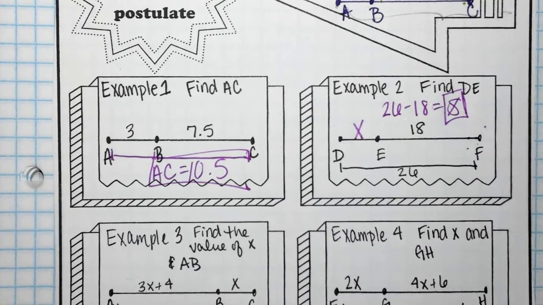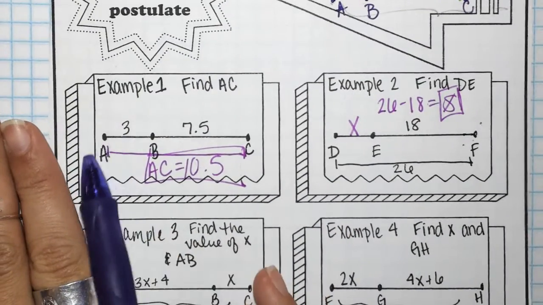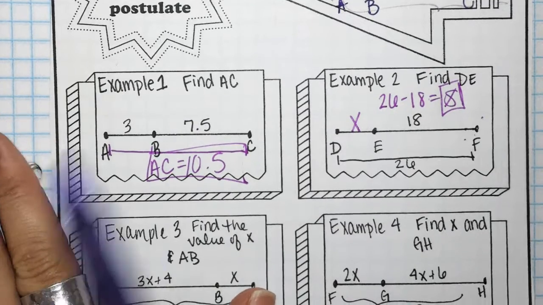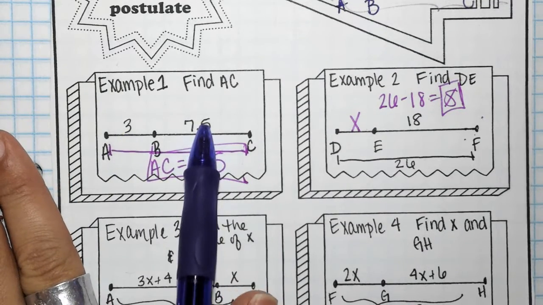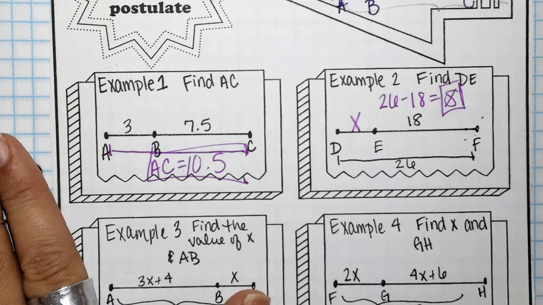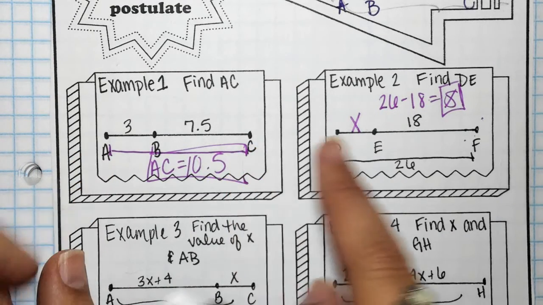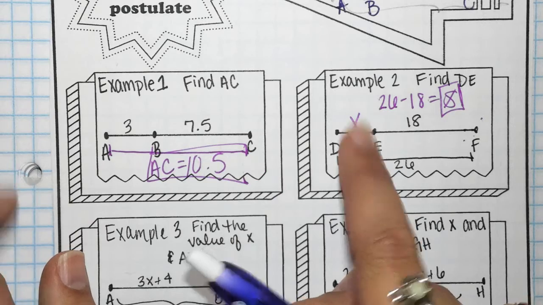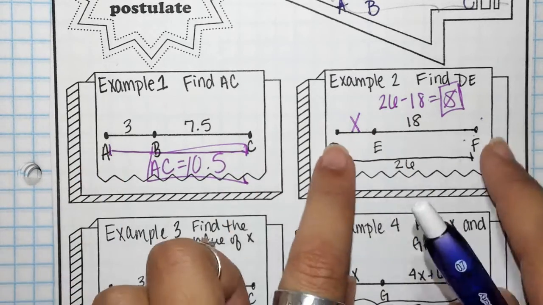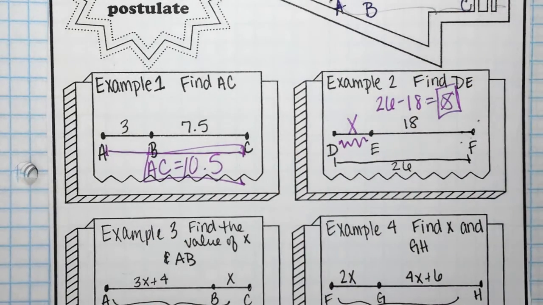Does everybody understand? Are we sure? No. So, for example 1, it asked me for the length of AC. And I saw that I had AB and I had BC, so I added those beautiful numbers together and I got 10.5. Okay, so how do you know when to add and subtract? When it asks you for the whole thing, you add. When it asks you for part of it, you subtract. Do you see how this one is asking me for the whole thing and this one gives me the whole thing? And I'm looking for this part right here. That's when I subtract.